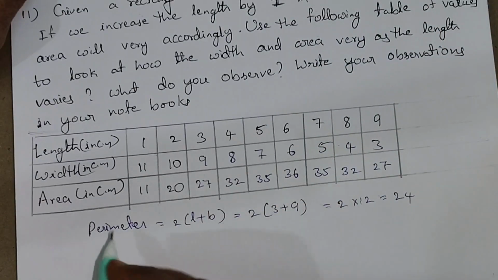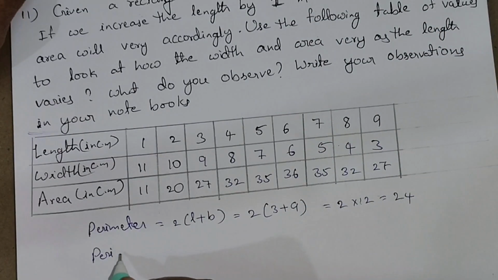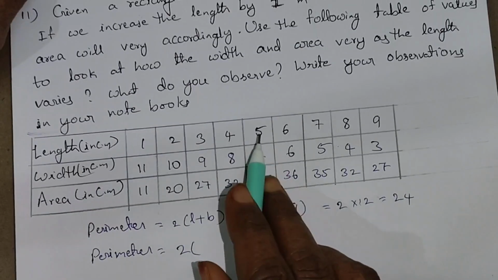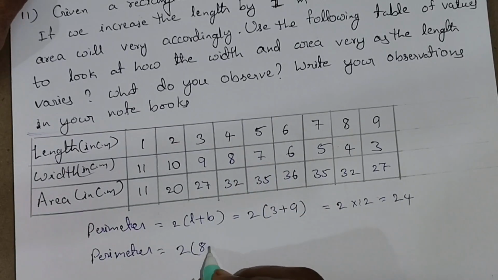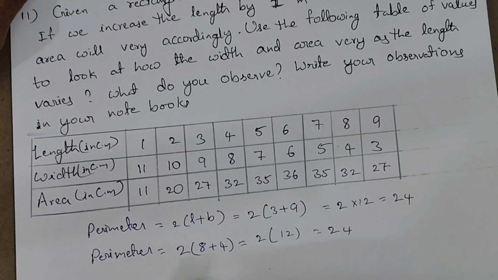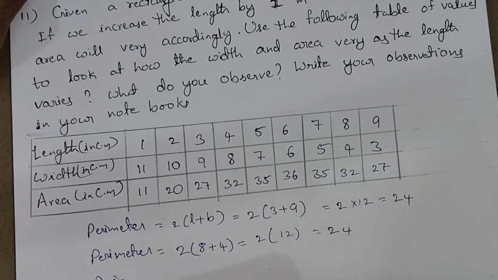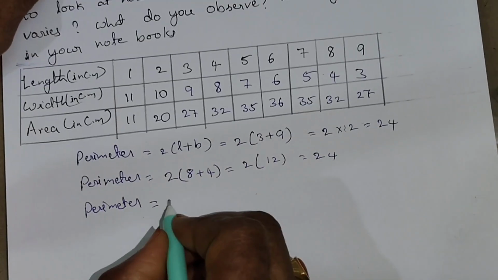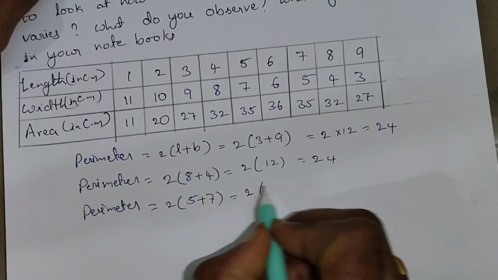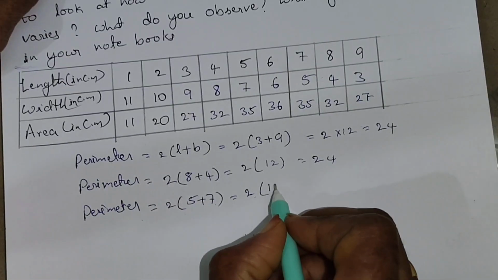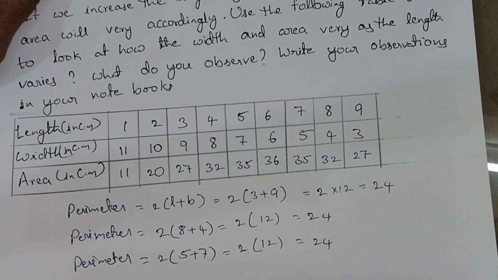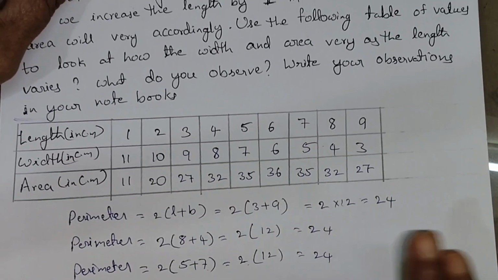So we observe the next one. The perimeter of the fourth one is 2 into 8 plus 4, which is 2 into 12, equal to 24. Next one: perimeter equals 2 into 5 plus 7, that is 2 into 12, which is 24. So all these perimeters are constant, so fixed.